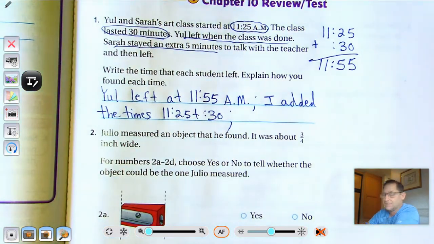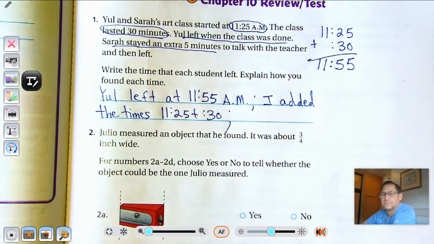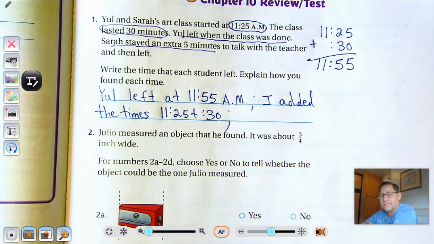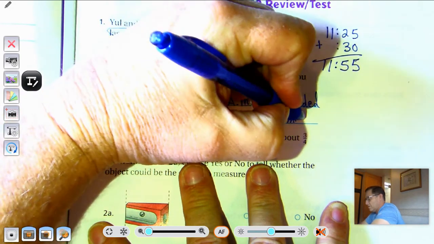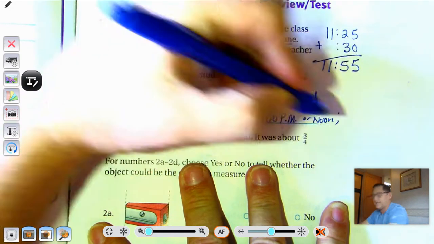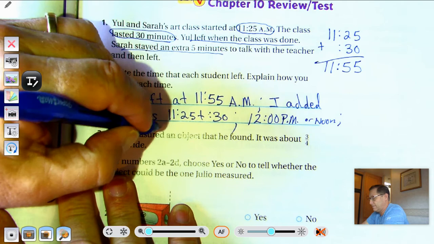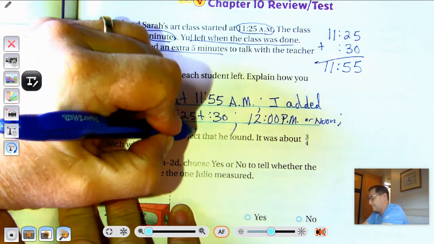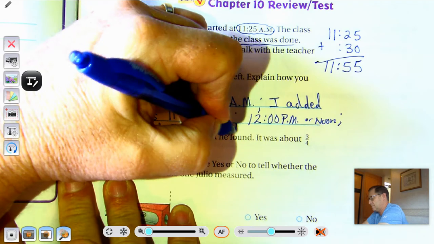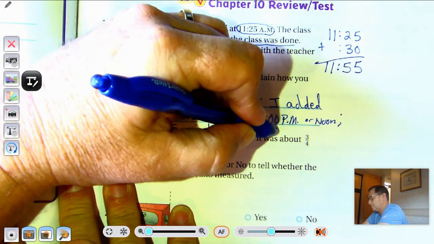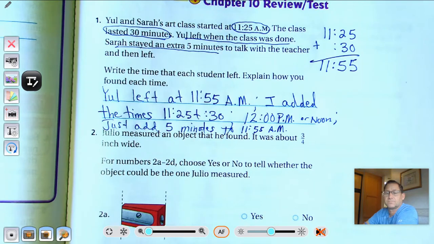Okay, Sarah stayed an extra 5 minutes. Well, if you're at 11:55 and we count 5 more minutes, that's 12 o'clock, right? 12 p.m. Or we could also say noon, right? She left at noon. How did we get that? Just add 5 minutes to 11:55 a.m.